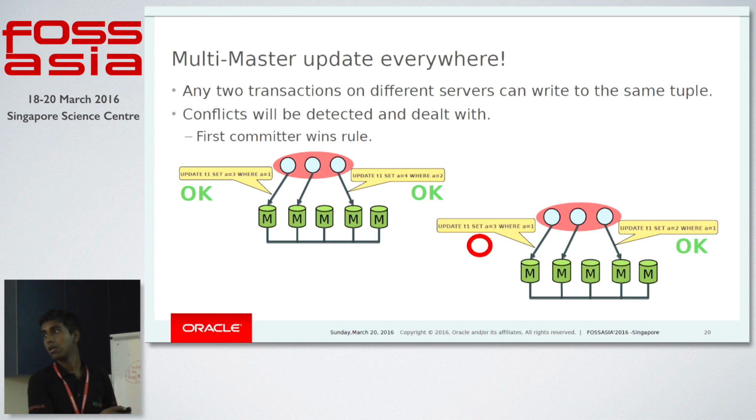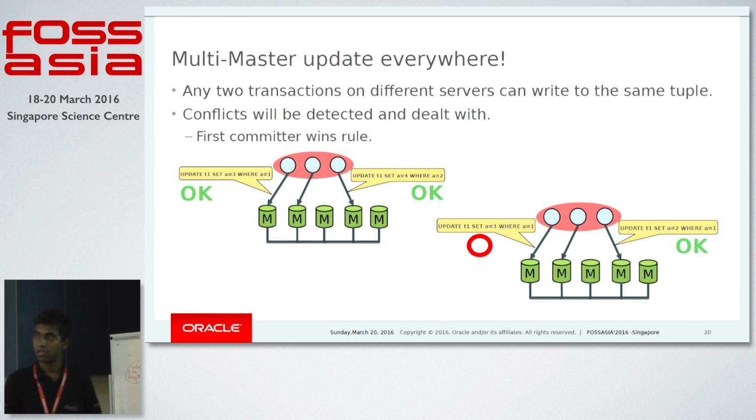Does it mean we have to disable the auto commit? No, we don't need to disable auto commit. We don't handle DDLs as of now. This conflict detection is only for DMLs as of today. So DDLs have to be handled separately. This can be done for DMLs as of today. Any questions on this slide?